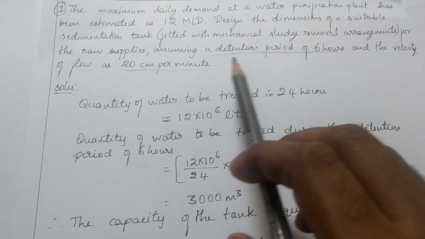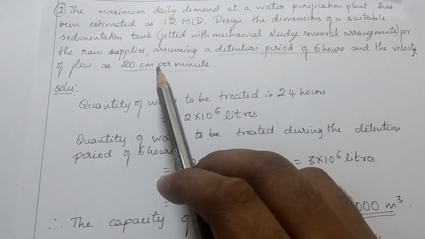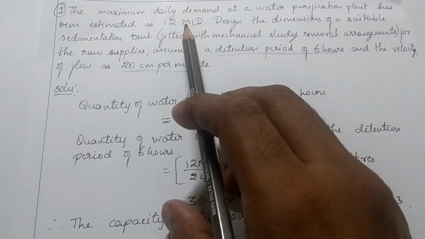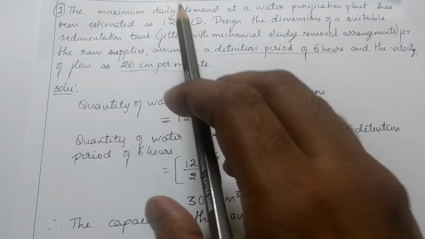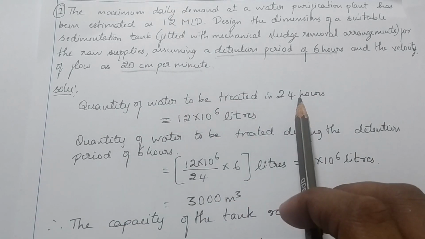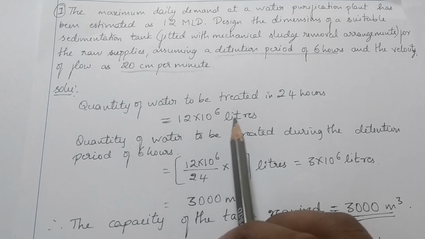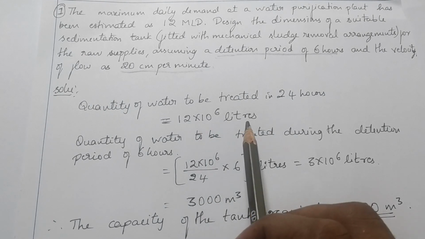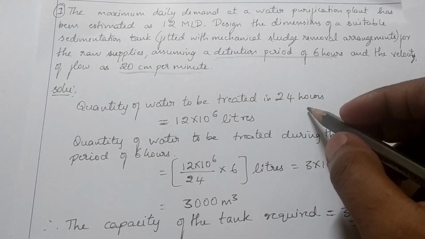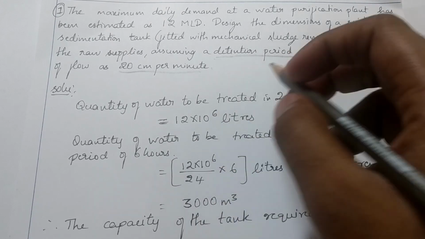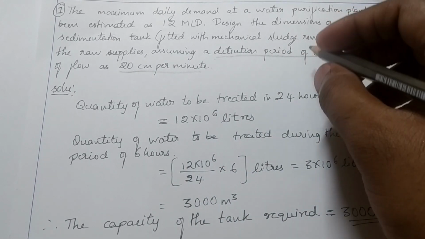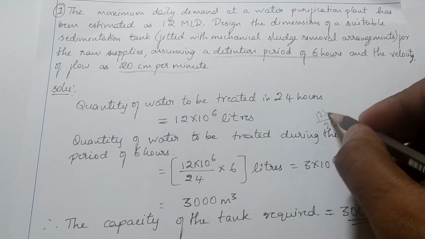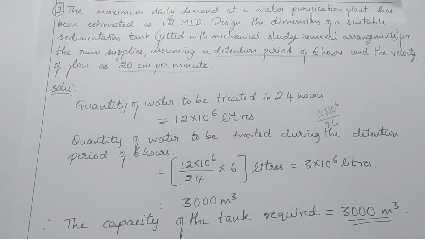So the given data are the detention period of 6 hours and the flow velocity of 20 cm per minute, and the quantity of water to be treated in 24 hours is 12 million liters. Million is nothing but 10 to the power of 6, that is written as 12 into 10 power 6 liters. As we can't treat this entire amount in a single sedimentation tank considering the detention period, within 24 hours I need to treat 12 million liters.